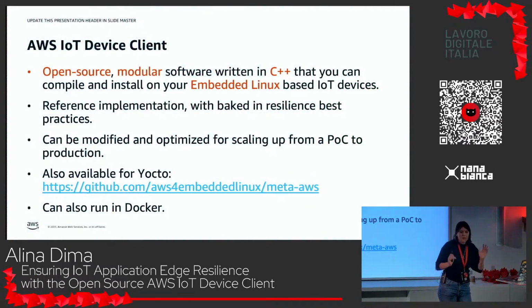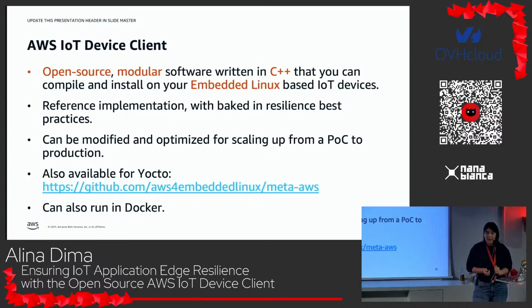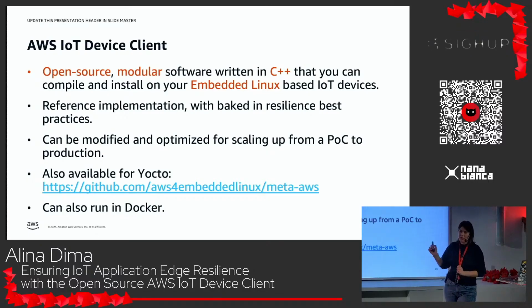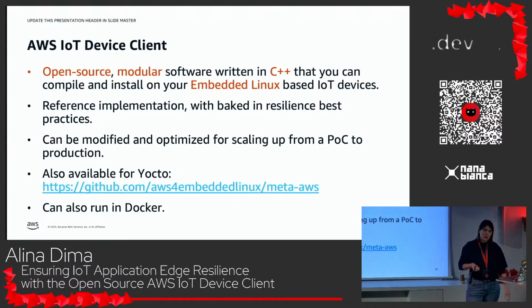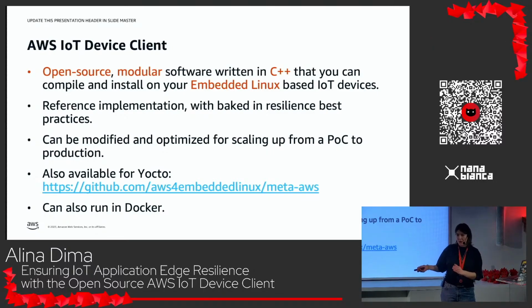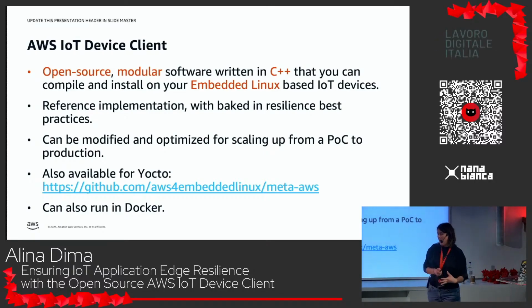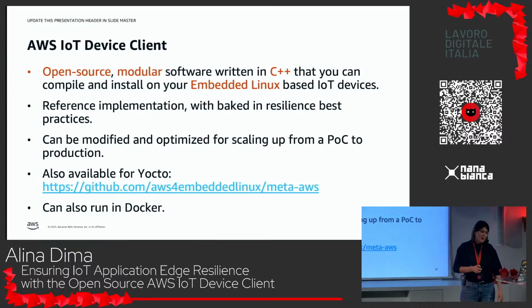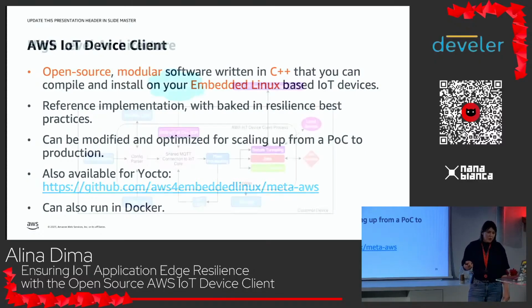Right, now I'm just gonna really briefly go through device client, just to tell you that it is open source. You can have a look at it. It's available on GitHub. It's a modular application that follows the best practices that I talked about, and also a little bit more. You can also port this to different programming languages if you're not using C++. And you can build it with Yocto. My team has actually built a recipe for device client on Yocto, so you can use that. It is in this repository called AWS for Embedded Linux. And it also runs in Docker.